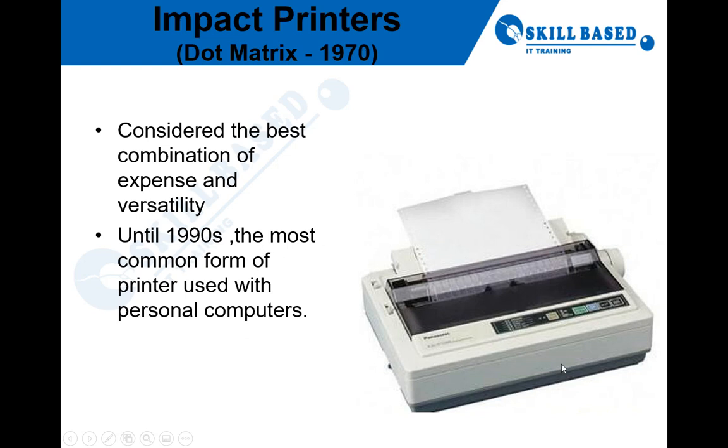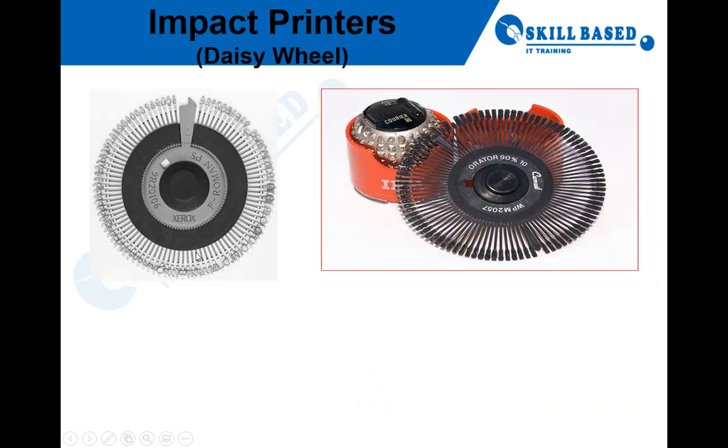So usually attached to your computers in the 1990s will be the dot matrix printers, because this is more commercial. Businesses, usually offices, will use them, and maybe houses also. So it's very general back then in the 1990s. And then the next one is the daisy wheel printers.